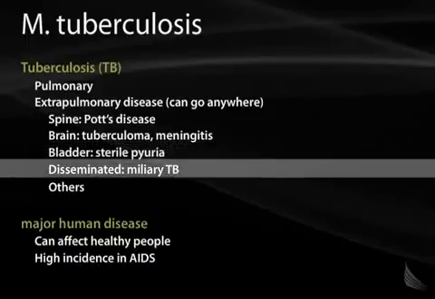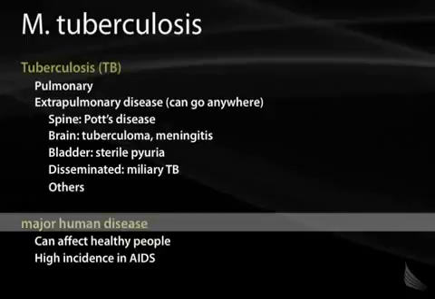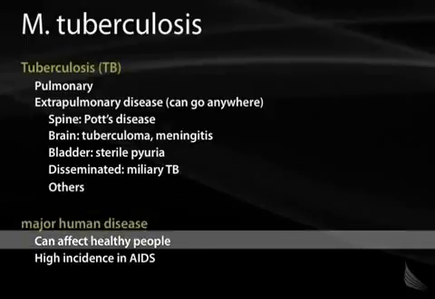If it's disseminated throughout the whole body, we call that miliary tuberculosis. It can affect the heart and form a pericarditis, and almost any tissue in the body it can affect. It's a major cause of human disease. It can affect healthy people, and it has a high incidence in AIDS.